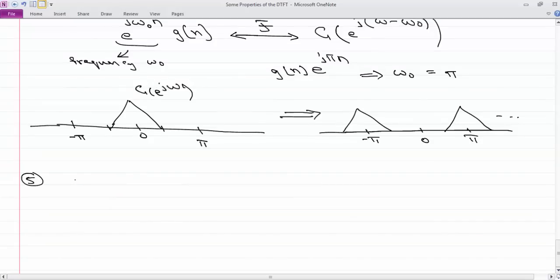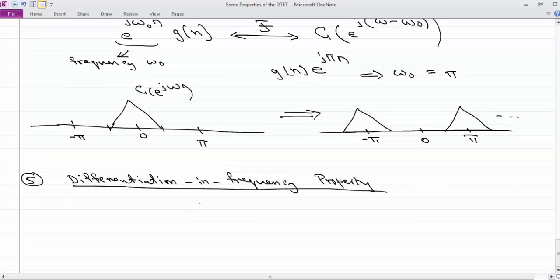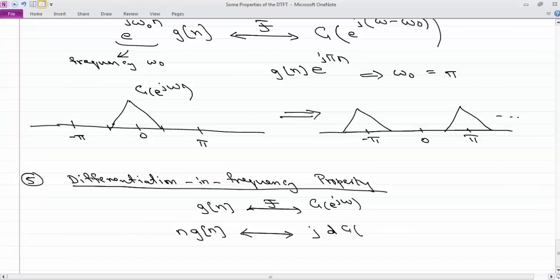The next property is differentiation in frequency property, which again you have seen a counterpart of in the continuous time world. Which is that if you are given a sequence Gn which has a Fourier transform G of e to the j omega, and now if you multiply your signal by n, then that is equivalent to taking a derivative of your Fourier transform in the frequency domain times a phase factor given by j.